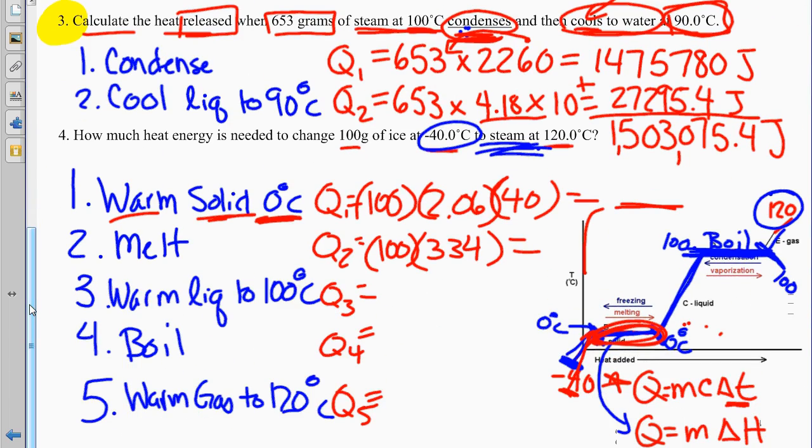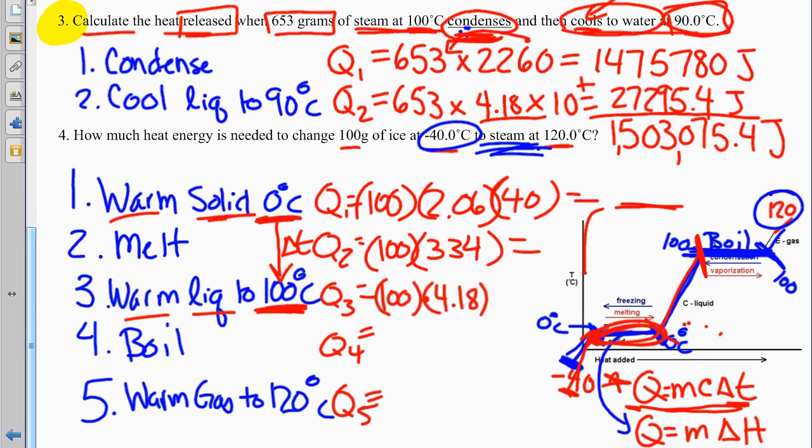Then next, Q3. We're going to warm our liquid to 100. So again, I'm warming. So I'm doing my Q is equal to mc delta T. So I'm going to do 100 times 4.18. That's our lovely number we've already memorized. And then I'm going to go 100 degrees because I already warmed to 0. And then to go to 100, the delta T would just be another 100 degrees. So I want to go from here up to 100 degrees. So times 100. And you would multiply those and get another number.